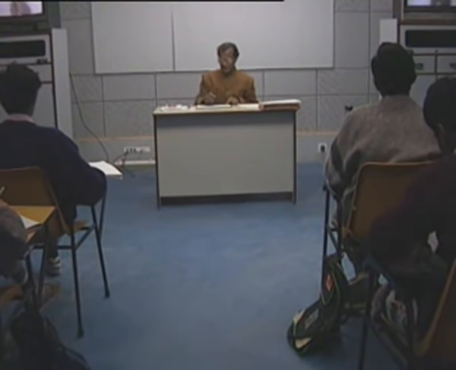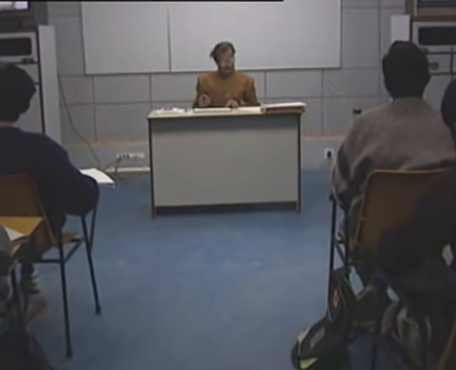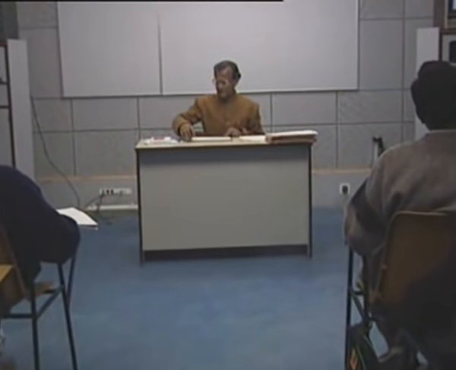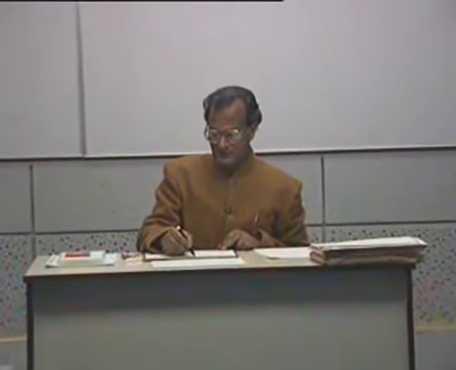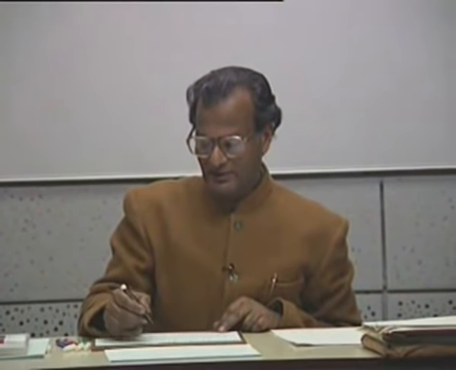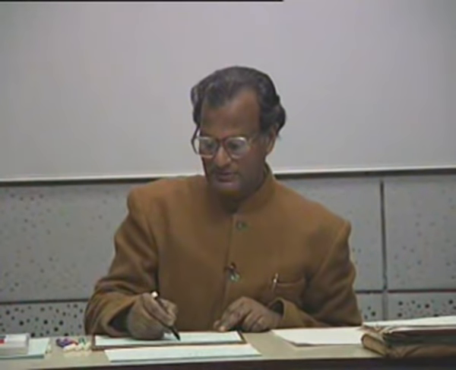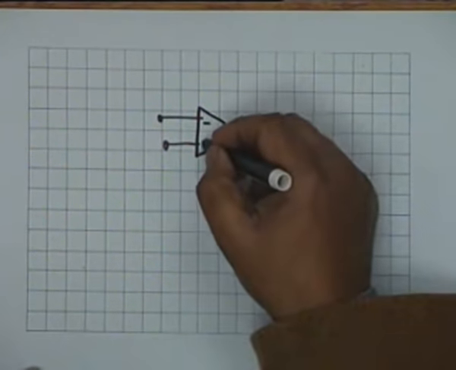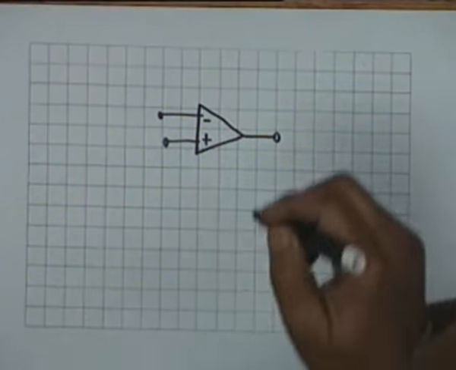Discussion of operational amplifiers, and in addition we shall consider diodes. As you recall, on the last occasion we had introduced the model of an operational amplifier as having two inputs and one output. The two inputs are marked with negative and positive signs.